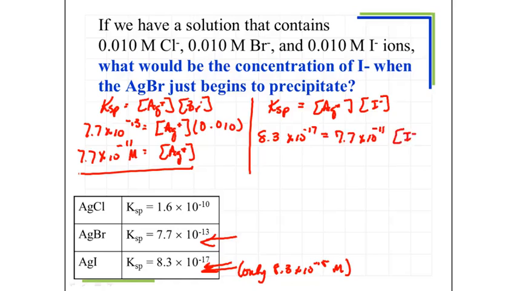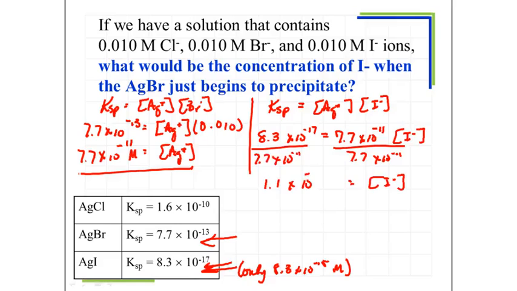And we can see, well, how much iodide would be in there. So if we divide both sides by 7.7 times 10 to the minus 11, we will get an I minus concentration of 1.1 times 10 to the minus 4. So we started out with 0.01 molar I minus, and the silver iodide precipitates. Its concentration will get all the way down to that value, 0.0001, before the second one starts to precipitate. So we've gotten a lot of it out of solution before the silver bromide precipitates.